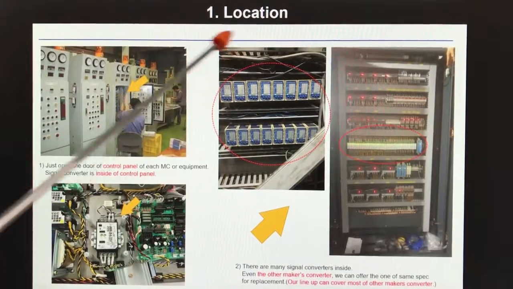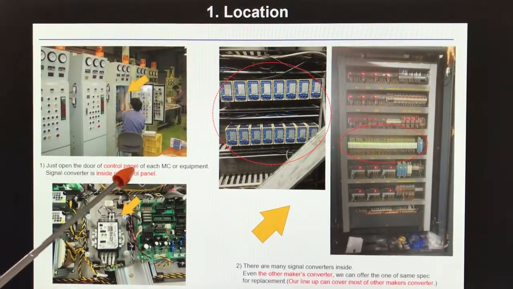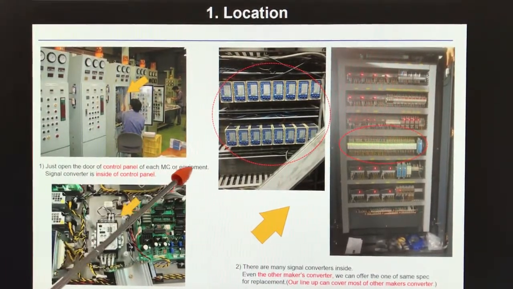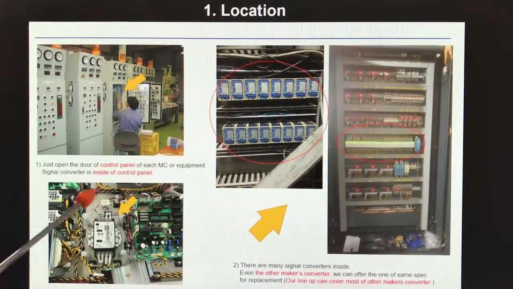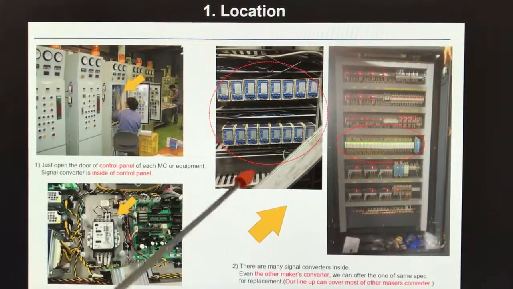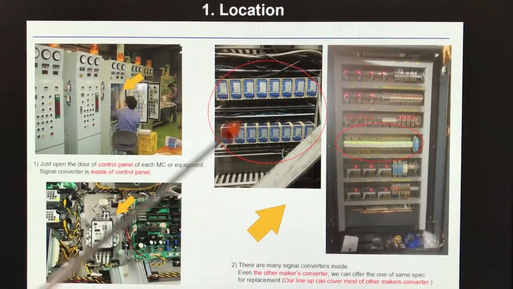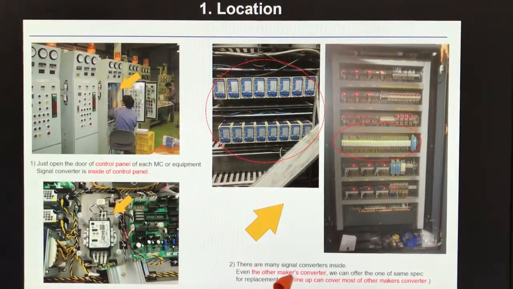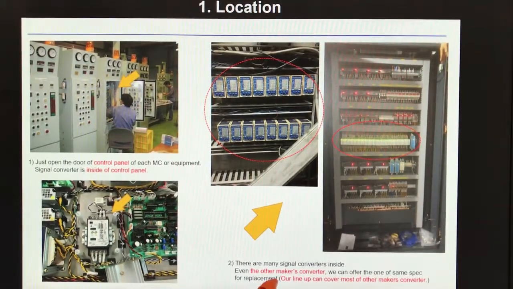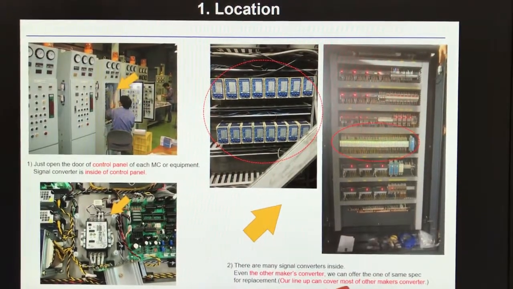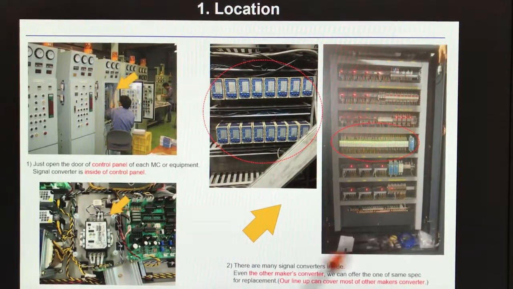First, location. Just open the door of the control panel of each machine or equipment. Signal converter is inside of the control panel. Wiring is like this, and there are many signal converters inside. Even for the other maker's converter, we can offer one of the same spec for replacement. Our lineup can cover most of the other makers' converters.